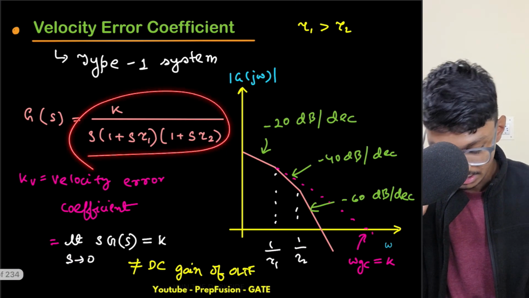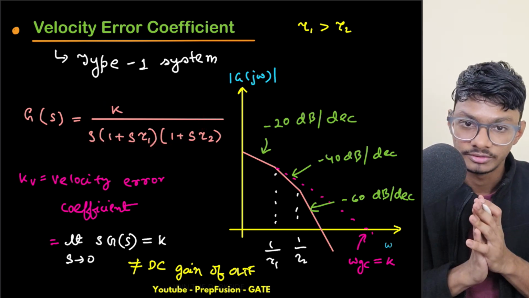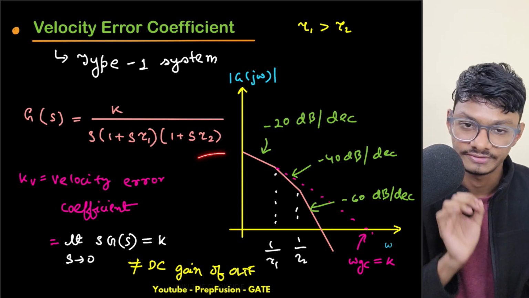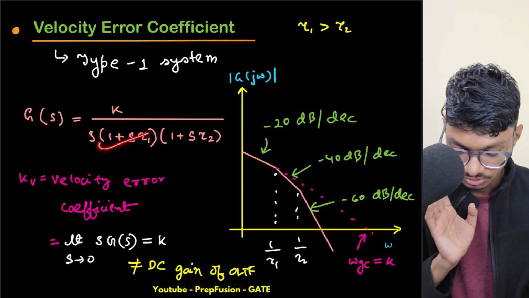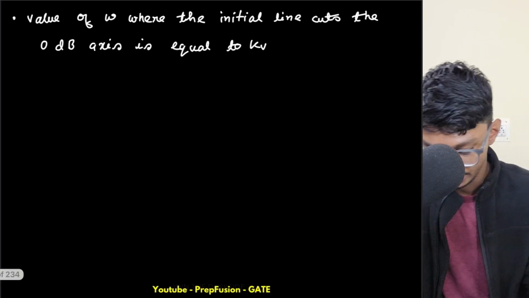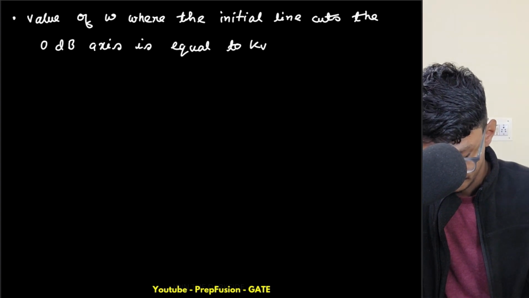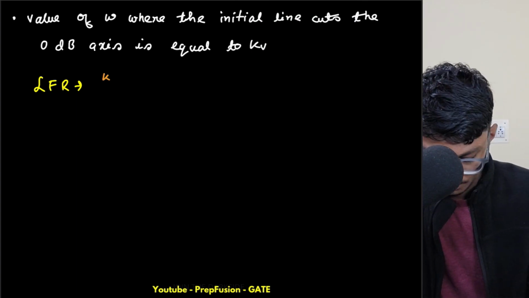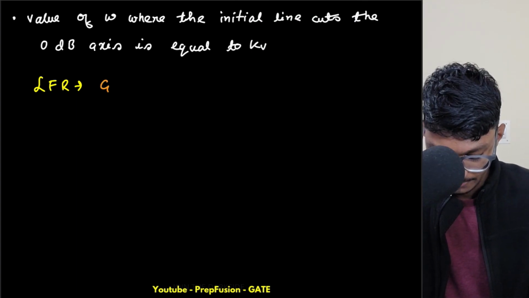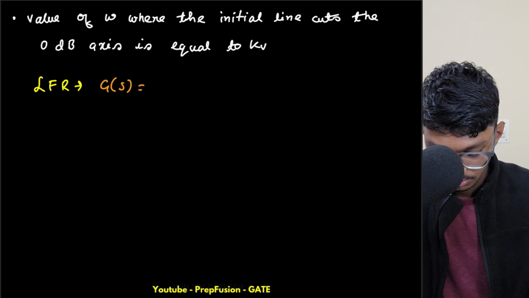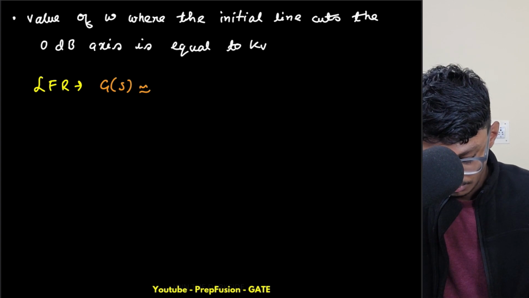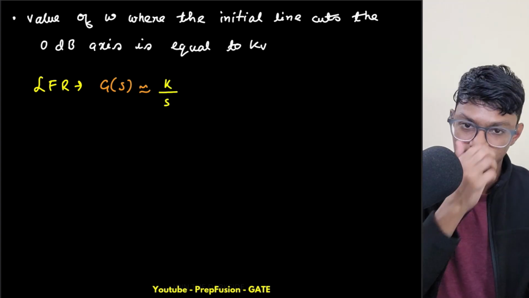At the low frequency region, how will this behave? This is very low, s tau 1 is very low, s tau 2 is very low. So 1 will dominate, I can ignore the other terms, and I'll be left with only k by s. So at low frequency, my G of s can be written as k by s.